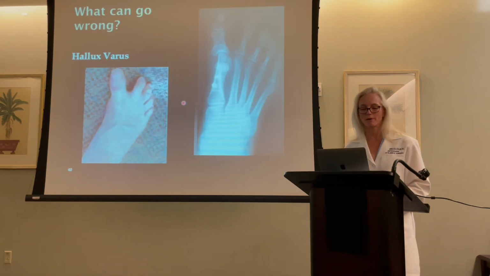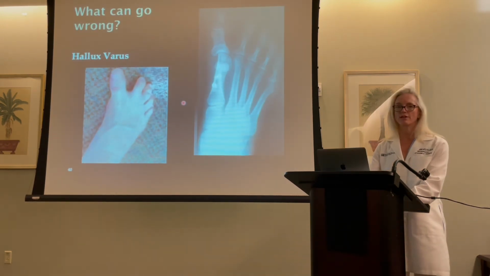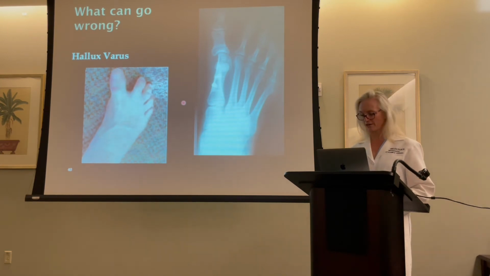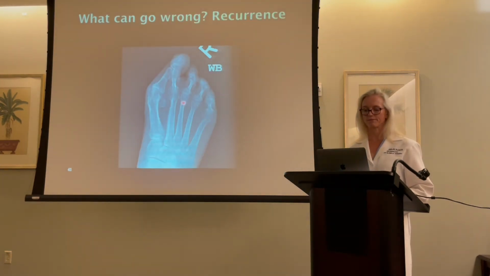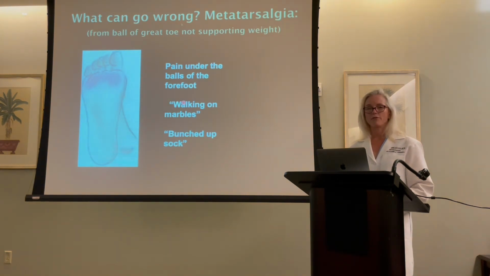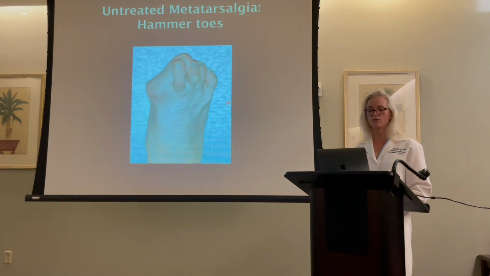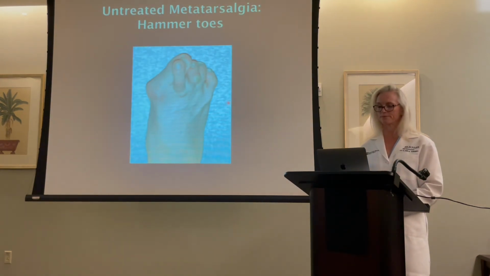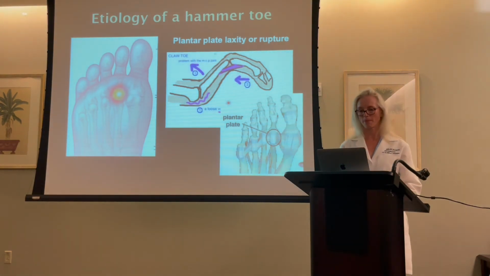So what can go wrong with bunion surgery? An overcorrection can result in something called hallux varus, where the big toe goes the opposite direction. If you don't correct the bunion enough, or undercorrect it, then you can have recurrence of the bunion. If you don't position that first metatarsal properly with either the bone cut or the fusion, you can shift the weight from the big toe to the lesser toes, causing metatarsalgia or pain under the balls of the forefoot. People describe it as a feeling of walking on marbles or a bunched up sock, and untreated, it can go on to cause hammertoes. So what causes a hammertoe?